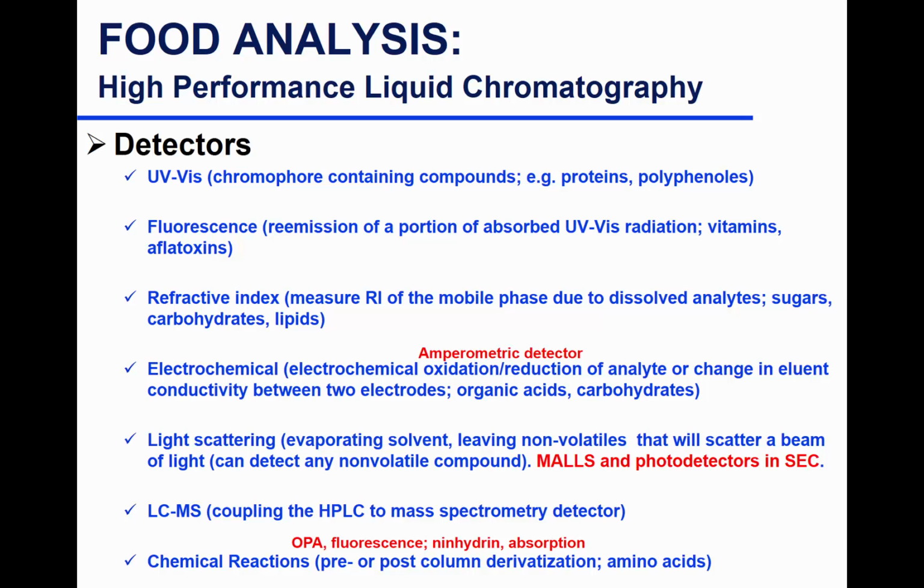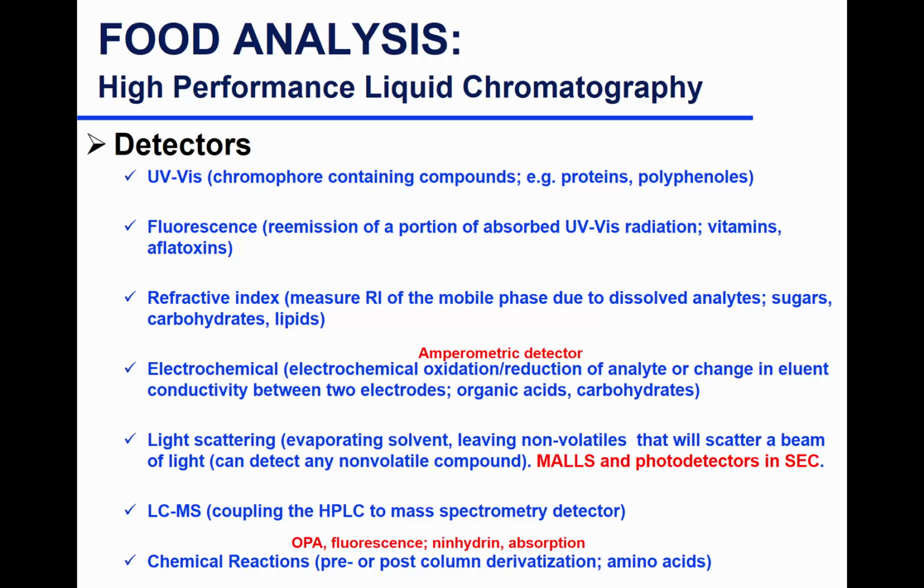The conductivity detector is used when you're detecting ions, when you can detect a change in the ion conductivity between two electrodes. That means when your solute goes in and it's in an ionic state, it will change the conductivity reading. So this is mostly used for organic acids, and it can also be used for carbohydrates.